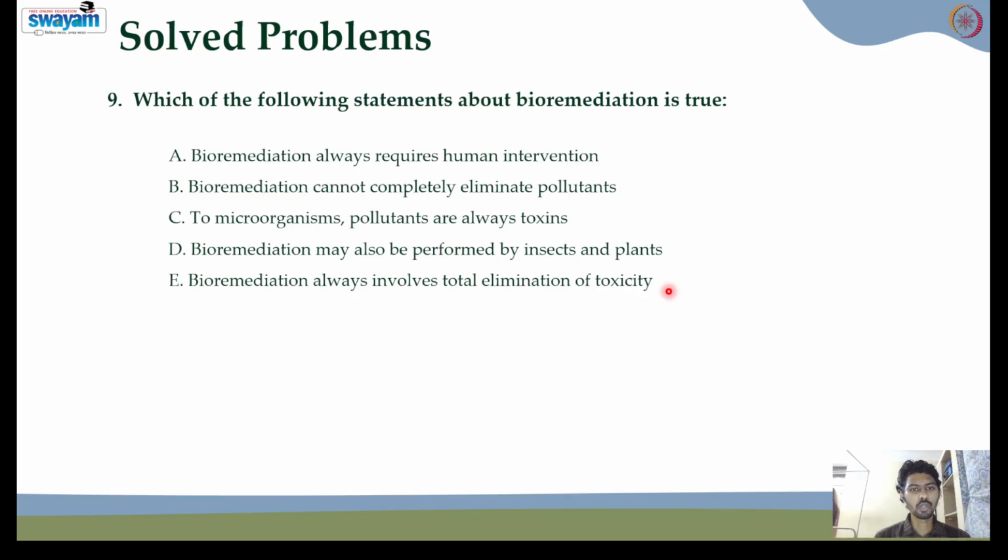So which of the following statements about bioremediation is true? Option A, bioremediation always requires human intervention. Option B, bioremediation cannot completely eliminate the pollutant. Option C, to microorganisms, pollutants are always toxins. Option D, bioremediation may also be performed by insects and plants. Option E, bioremediation always involves total elimination of toxicity. You can post your answers.